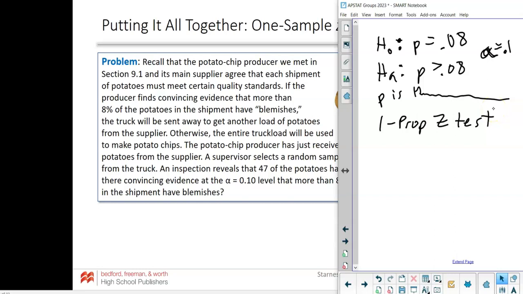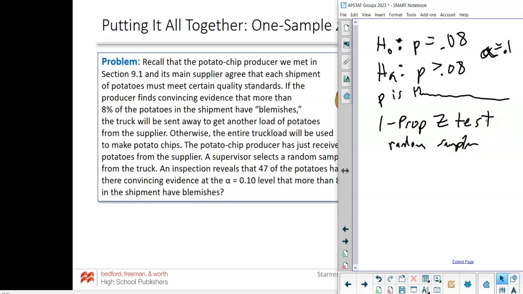That's the official name, but everybody will accept one prop Z test if you use that. We have to check the 3 conditions. You can see that it does say random sample from the truck. So random sample, check. I'd underline it in the word and draw an arrow.